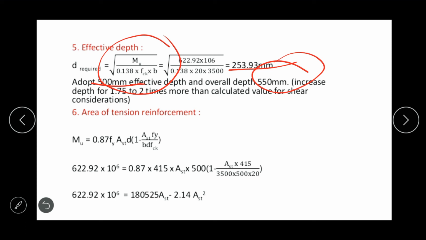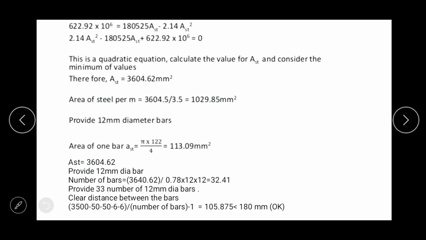Now we need to calculate the area of tension reinforcement. We know that Mu is equal to 0.87 fy Ast (d minus 0.42 xu). So from that, Ast can be calculated by solving the quadratic equation. So Ast is equal to 3604.62 mm square.